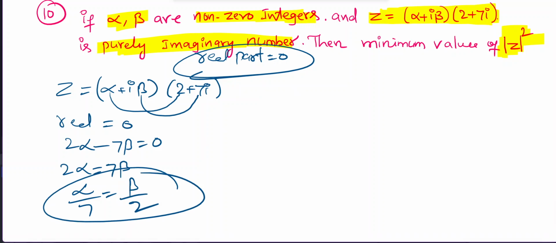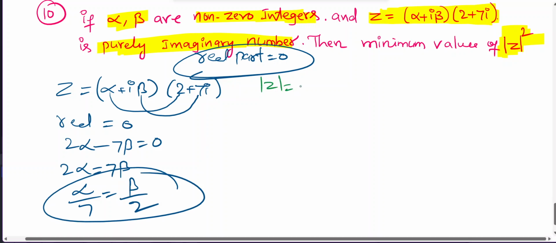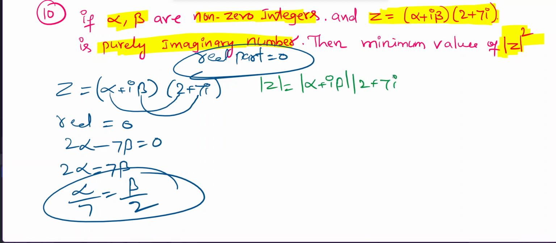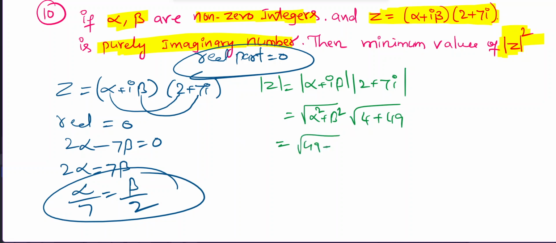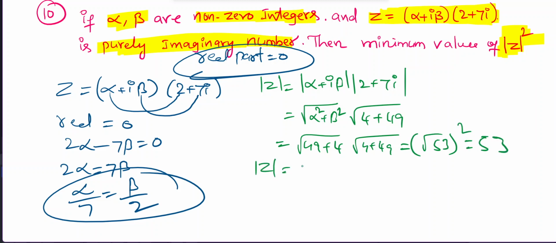Now we find mod z. That is mod z is equal to modulus of alpha plus i beta times modulus of 2 plus 7i. So this is mod of alpha plus i beta, under root of alpha square plus beta square, into under root of 2 square 4, 7 square 49. Alpha square, alpha is 7, this is 49, plus beta is 2, 4. This is 4 plus 49, 49 plus 4. This is root 53 whole square, that is equal to 53. Mod z is equal to 53.